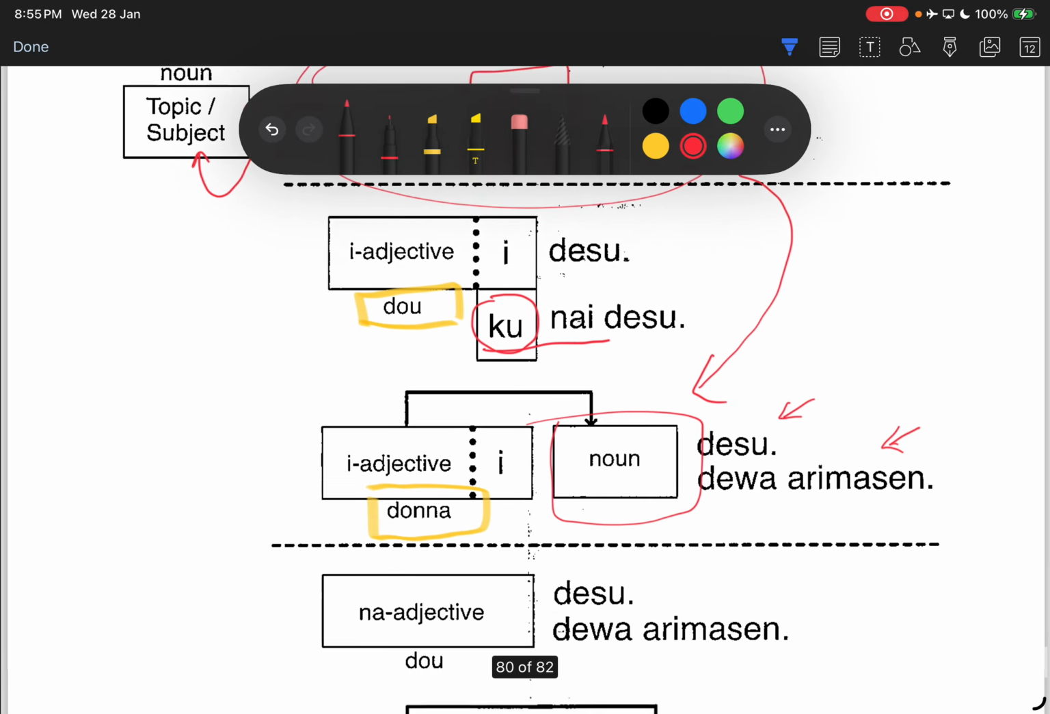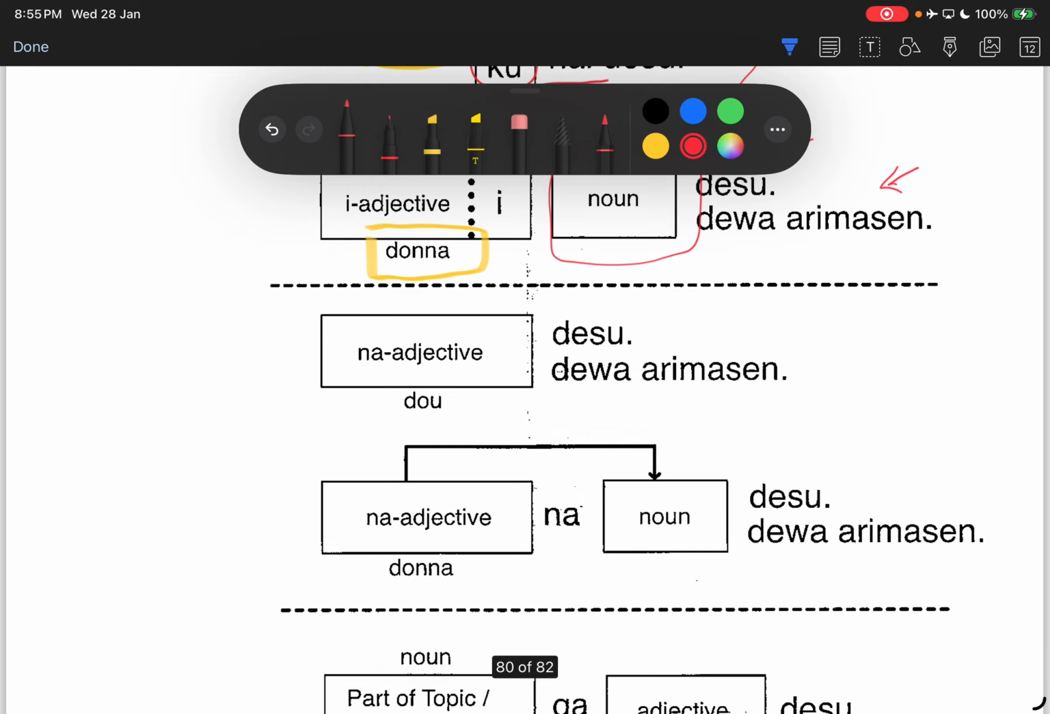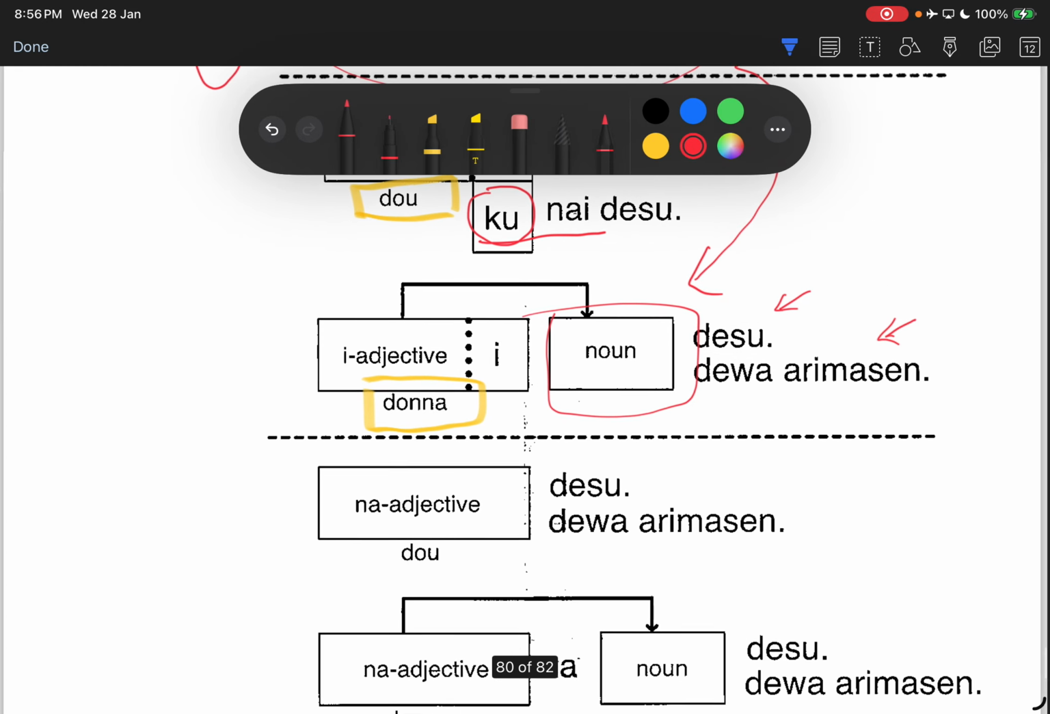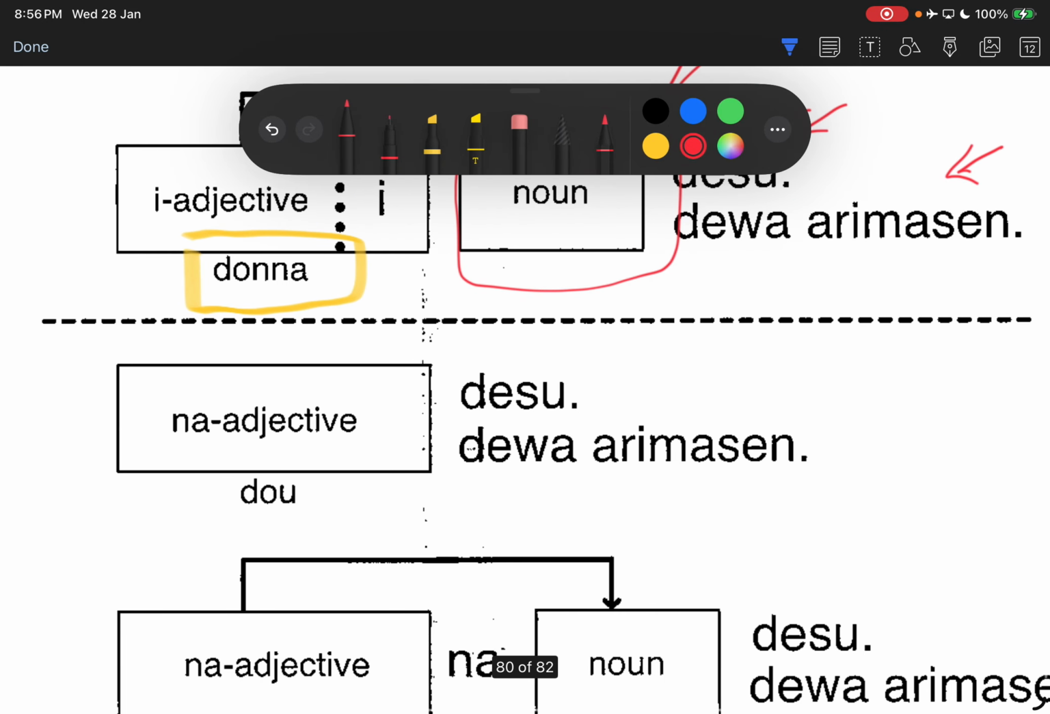Okay. Then of course we have another adjective called the na adjective. Na adjective is a little bit more complicated. For example, noun desu, adjective desu. I use kirei as an example. Kirei is a na adjective. So kirei desu means it is clean. Kirei dewa arimasen, it is not clean. So the na adjective is the same as how we use a noun. Yes, it is the same. Na adjective mirrors noun a lot.